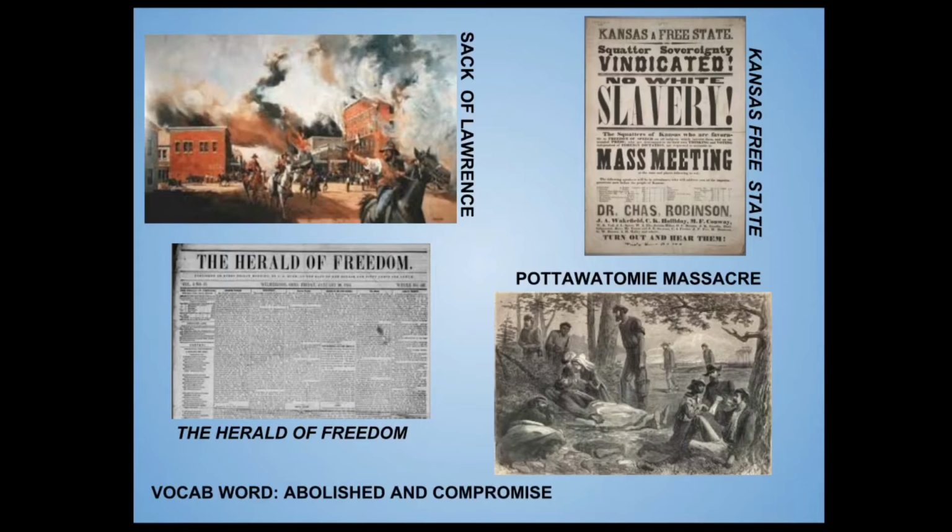Because of popular sovereignty, both pro-slavery and anti-slavery settlers moved to Kansas. Pro-slavery wanted Kansas to become a slave state. Anti-slavery wanted Kansas to become a free state. The different perspectives created conflict between pro-slavery and anti-slavery settlers.